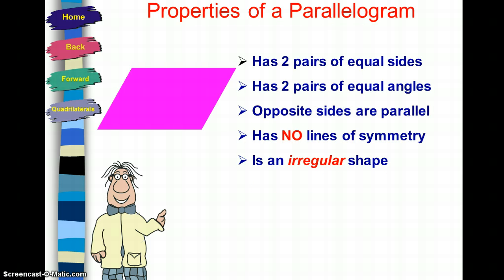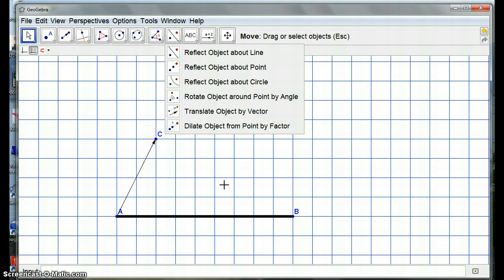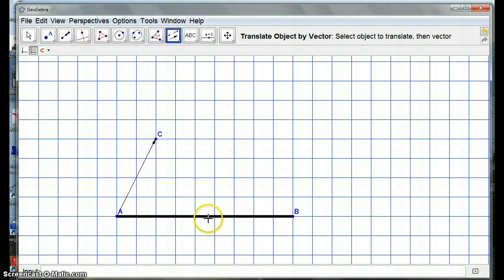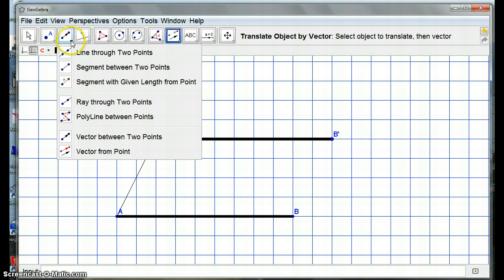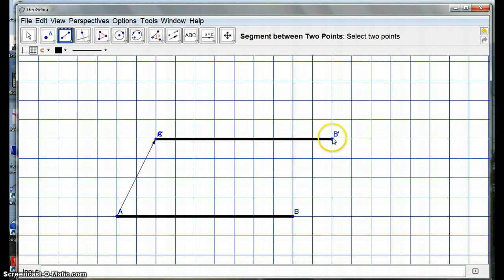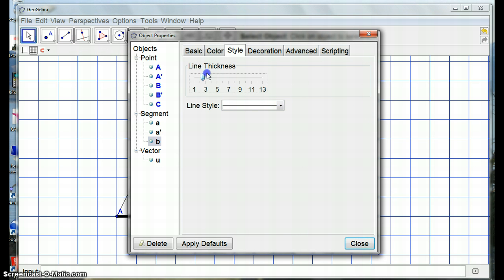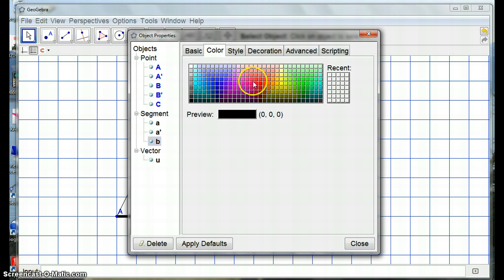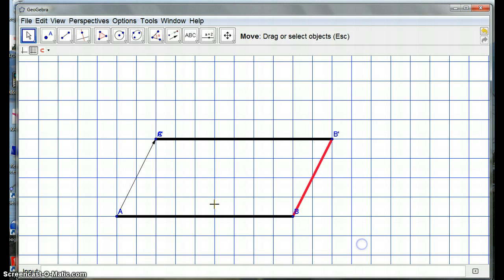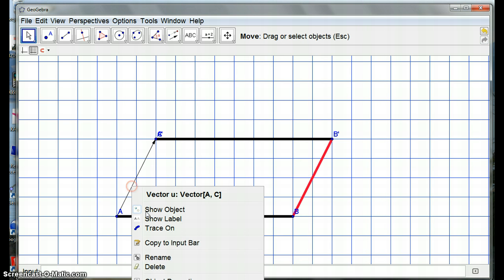Okay, I'm going to go back to our parallelogram and pause for a minute. So I'm creating a parallelogram. Here I'm going to translate an object by a vector. I'm translating this line by that vector. Now I can get a segment and pop it here. I'm actually going to colour this one red, I think, so that we can see that one there and this one here.